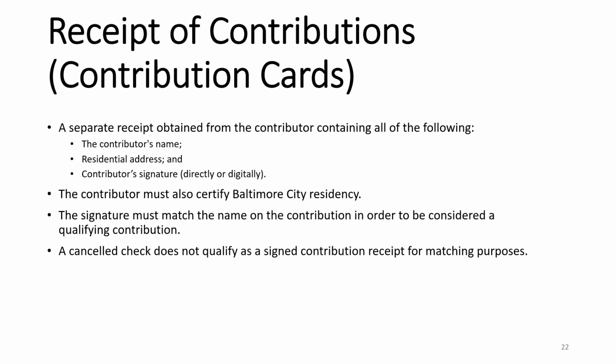Receipt of contributions. These are known as contribution cards. It must be a separate receipt obtained from the contributor with the contributor's name, residential address, and signed by the contributor directly or by a digital signature. The signature must match the name on the contribution in order to be considered a qualifying contribution. For example, a credit card: the name on the credit card must match the digital signature, or the name on the check must match the signature on the check. The contributor must also certify Baltimore City residency.